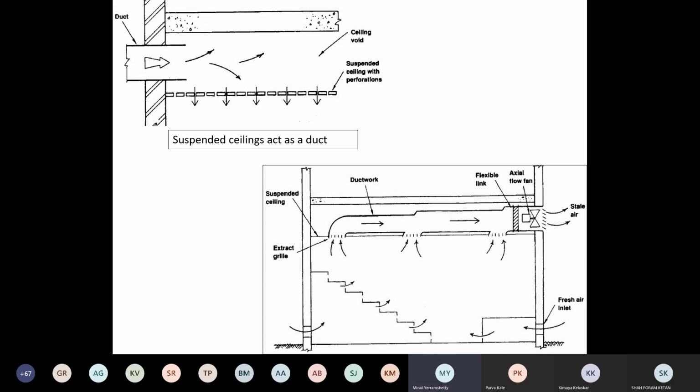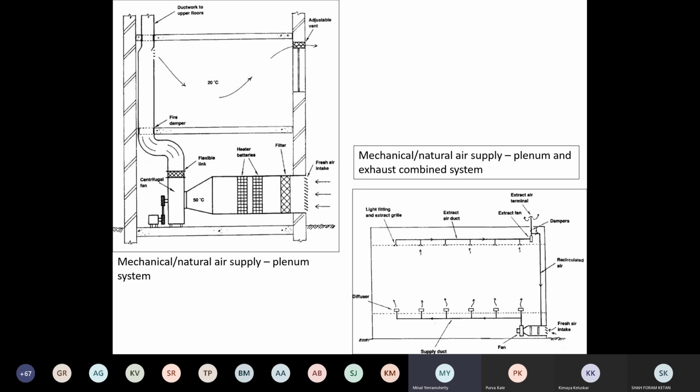Next, I already showed you this slide where I am talking about mechanical and natural air supply, but only where you have a plenum system working. Where you have only a fresh air supply, the exhaust is automatically pushed out via doors, windows, any kind of outlets, ventilators, whatever. So this is for very small areas.